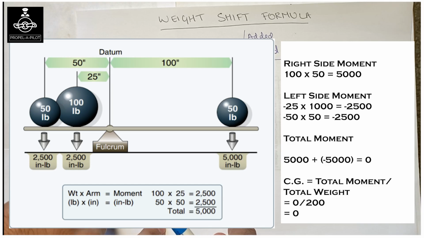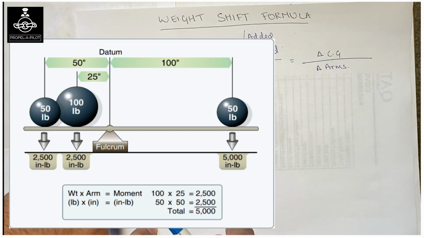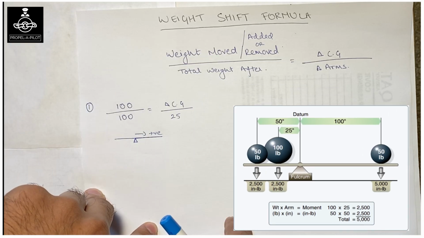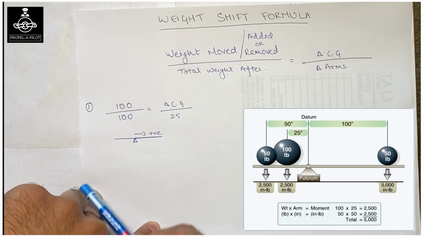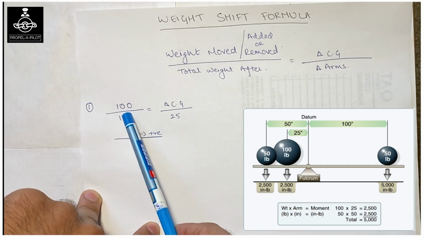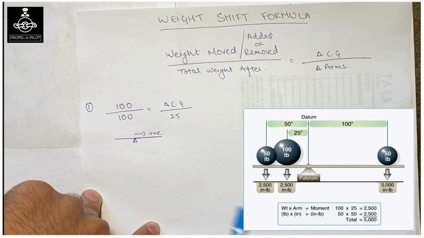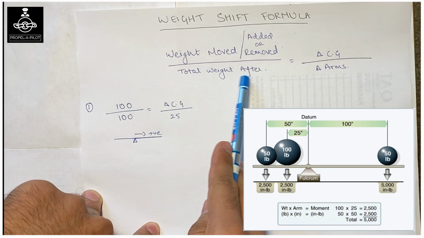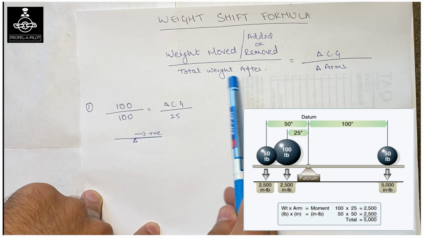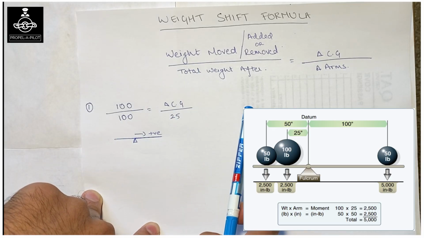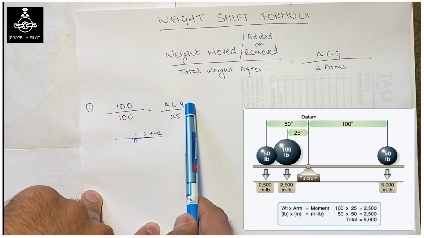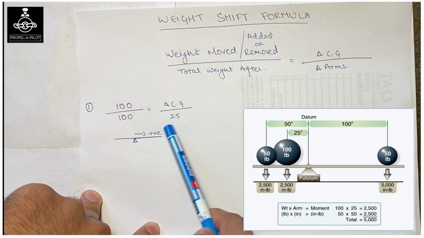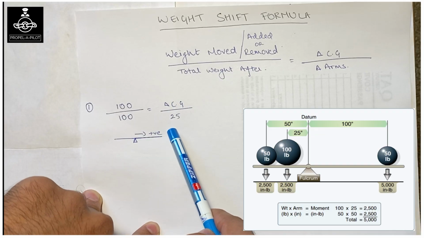Let's see what effect removing the 100-pound weight on the left has on the CG. We calculate using the weight shift formula. So the weight moved is 100, which we write over here. Then we have the total weight after, which will be 50 plus 50 on either side of the fulcrum, which is 100, equals delta CG, which is what we are looking for, divided by delta arms.